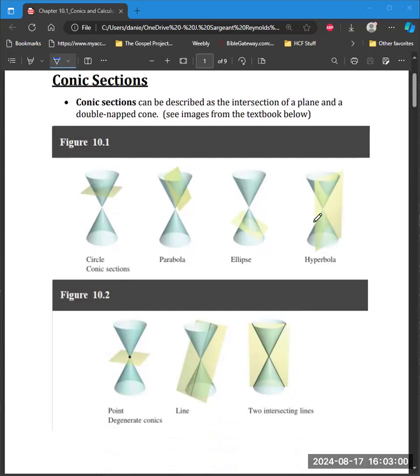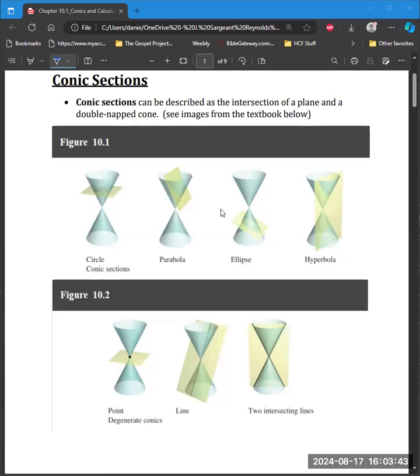A conic section can be described as the intersection of a plane and a double napped cone. So see the images here below. You're going to see that I took a lot of screenshots, a lot of images from the textbook, just so I didn't have to draw all these things by hand. Otherwise, you might be wondering what I was drawing. It's a lot better to look at these computer renderings right here. So these main conic sections are the ones that we're going to be talking about. There are these degenerate conics over here, but we're not going to be talking about them because we talked about them way earlier in math.